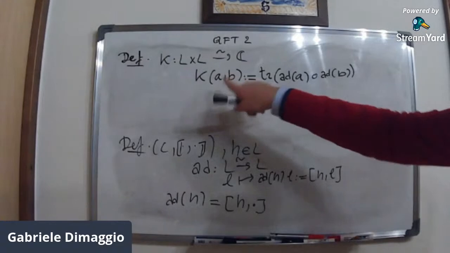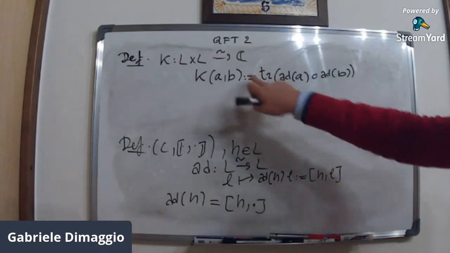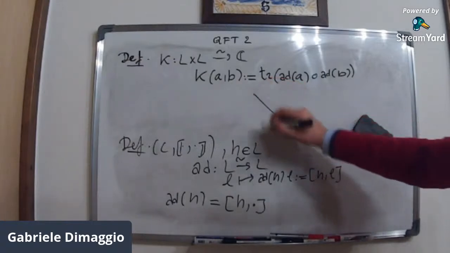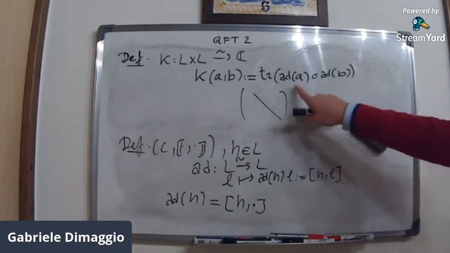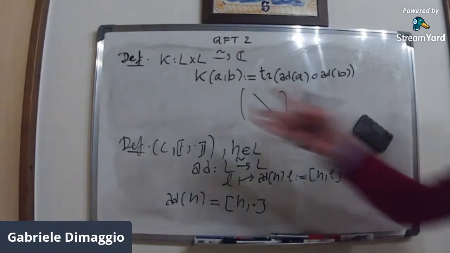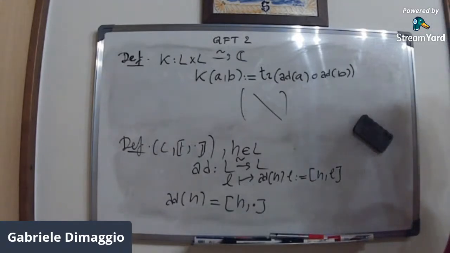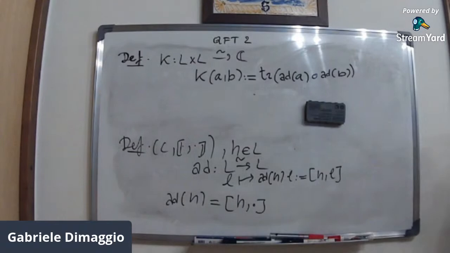So kappa of A, B is equal to the trace. For this reason I have a scalar here, because the trace is the sum of every diagonal element of my matrix. In this case, the matrix is the composition between the adjoint map of A and the adjoint map of B. So this is the Killing form, and it's very useful together with the Cartan subalgebra, for example. It's a particular kind of subalgebra.